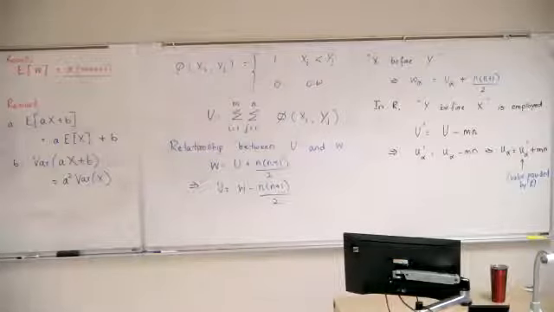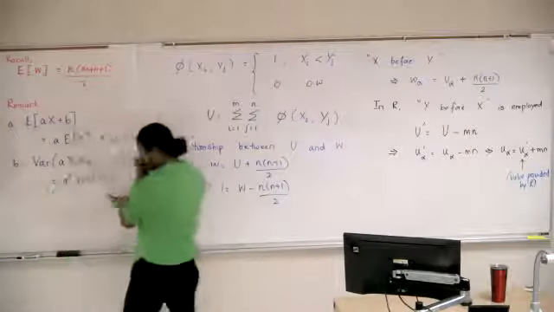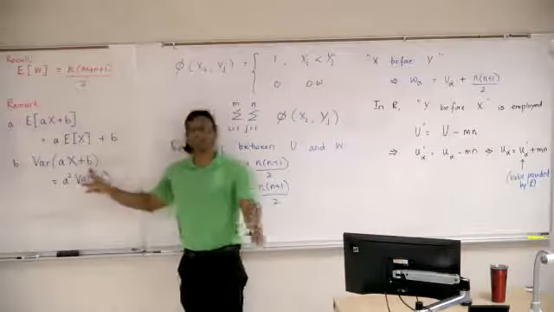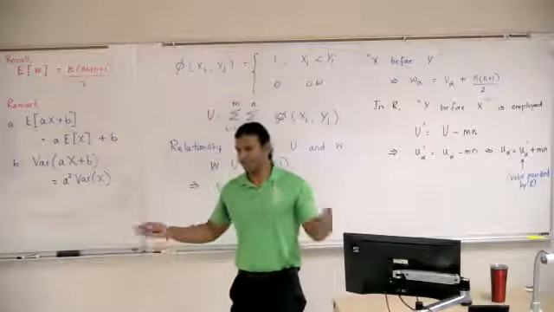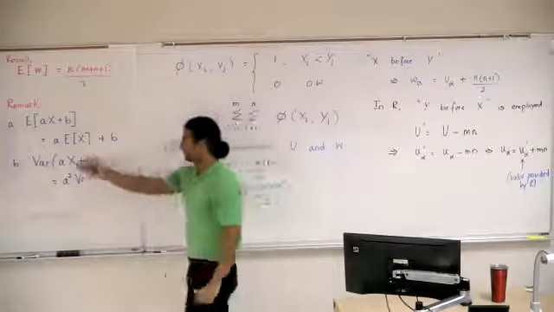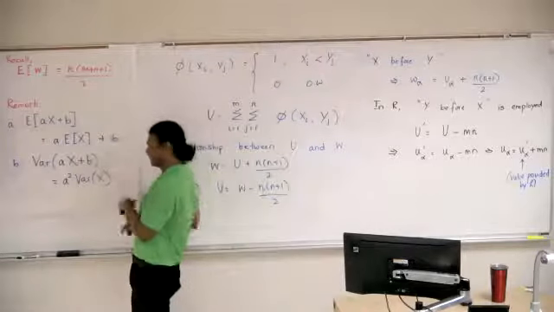Yeah, that's a covariance. Right, so a squared variance of x, b is a constant. So anytime a constant does not vary, variance of b, which is this.